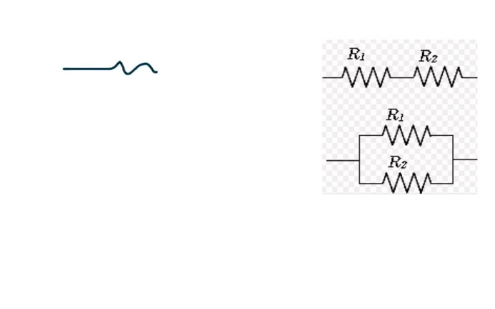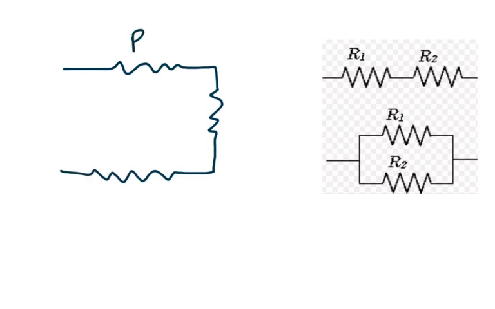I am going to connect three resistors in series, and I am going to name them R1, R2 and R3. Can you see how these resistors are connected? One end of the resistor is connected to the other end of the resistor.